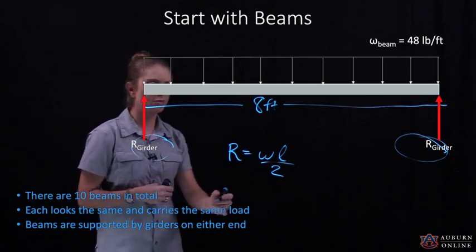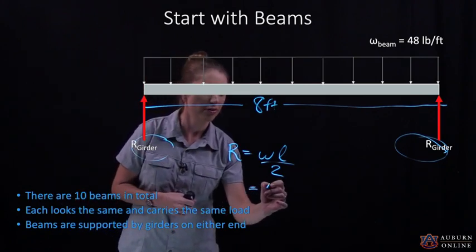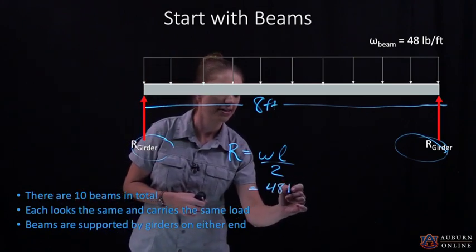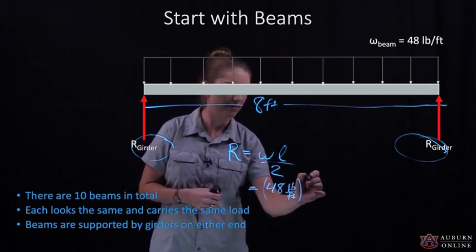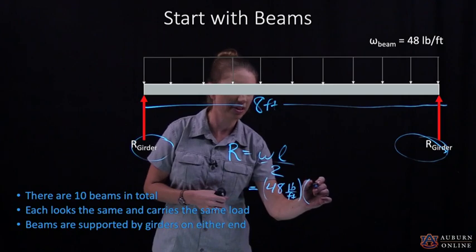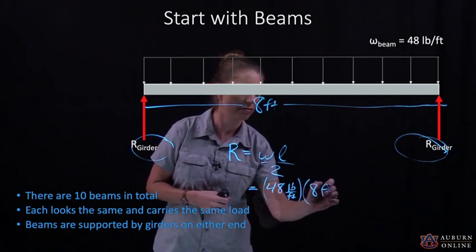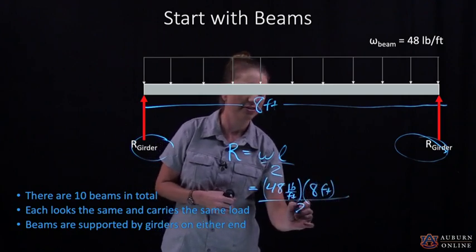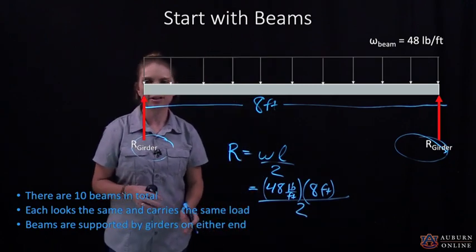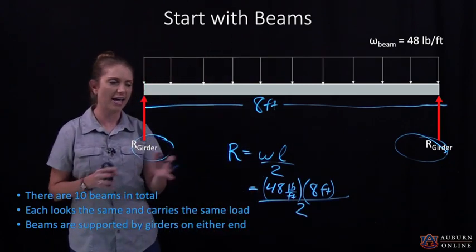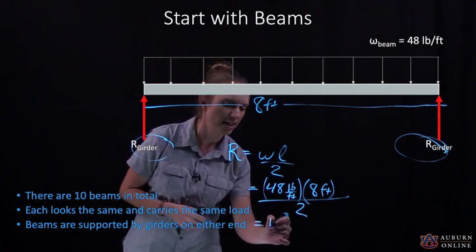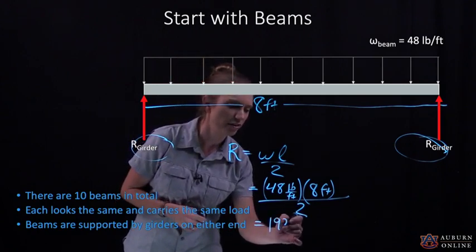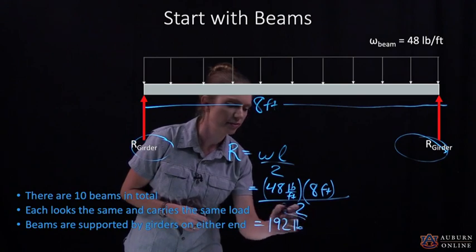So again, W is that uniform load. So that load is 48 pounds per foot. We multiply that by the length of the beam. Okay, again, each of these beams are 8 foot long, and we divide by 2. We divide by 2 because we have a reaction on the left side and the right side. So if we do this, we get R is equal to 192 pounds.